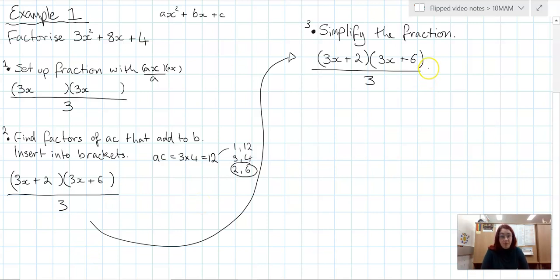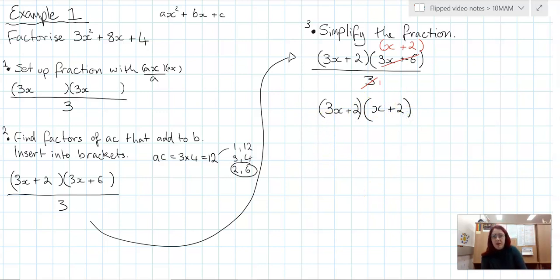The third step is to simplify the fraction. One of our bracketed terms should simplify with that denominator. In this case, 3x plus 6 is divisible by 3. So we're going to cancel these out, and 3x plus 6 is just going to become x plus 2. And obviously that 3 would just become 1, so it cancels out because anything over 1 is just itself. So the expression that we are left with is 3x plus 2 times x plus 2.